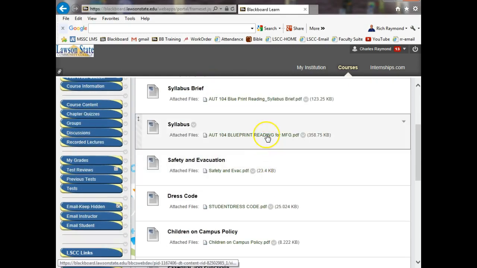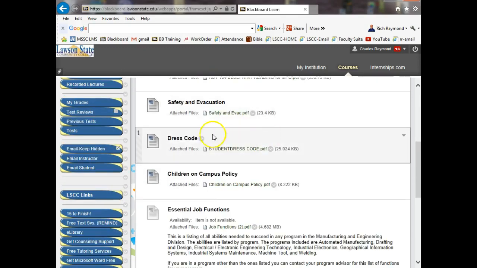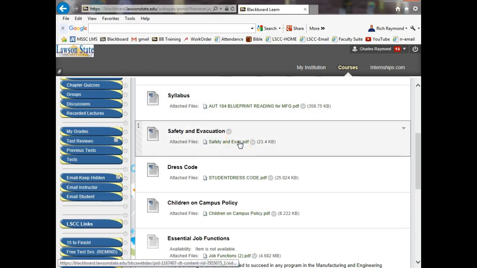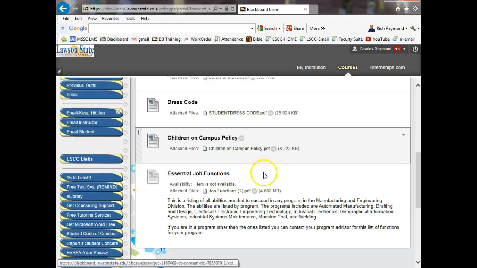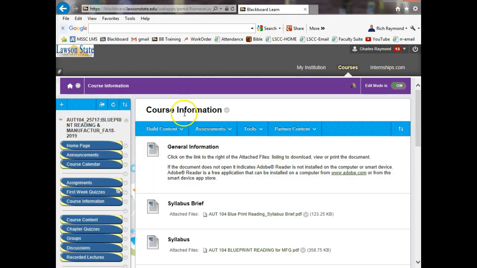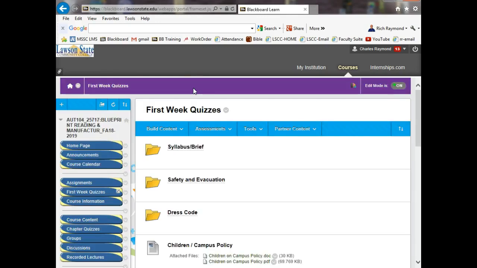The syllabus brief, this is the actual true syllabus. This is what you're required to read: the safety and evacuation procedures for the campus, college dress code, children on campus policy, and essential job function. That's new for me. I don't know if Nancy put that on there. Because what you have to do once you read it is take the quizzes. For the blueprint reading class, we'll probably shift this by 1 week, because you can't take the syllabus quiz until you know who your instructor is.